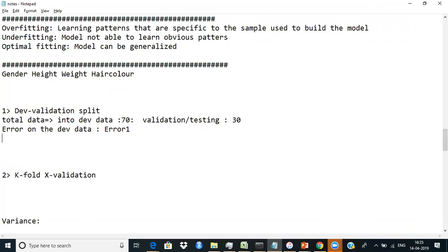Then what you do is, the validation data that you have, you use your model to predict the outcome for the validation data as well. Right? You use that model to predict outcome for the validation and then measure the error on validation data. Let's say that is error 2. Make sense? Okay.